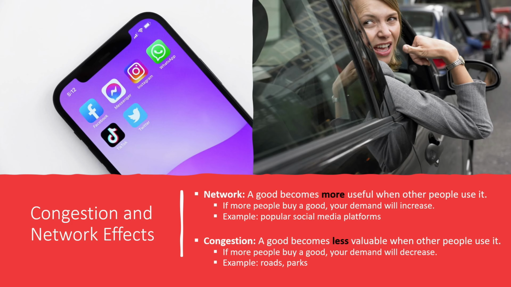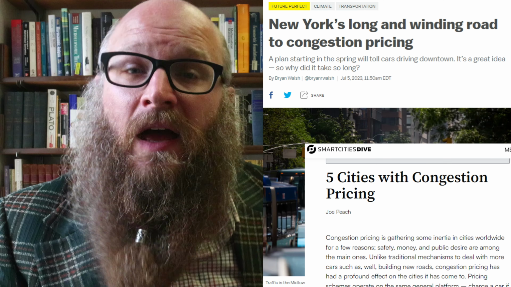Kind of related, but the opposite, are congestion goods. This is when goods become less valuable when a whole bunch of other people use them. If more people buy a good, your personal demand is going to decrease. An example of this, of course, is rush hour with roads, or a park or a recreation place. As soon as it gets too crowded, it's time to bolt. This often can be an issue for public goods. Many economists advocate for some sort of rush hour congestion pricing to help solve it.